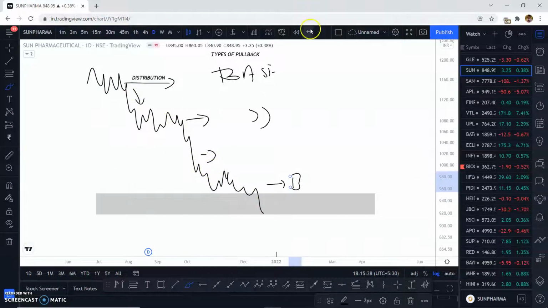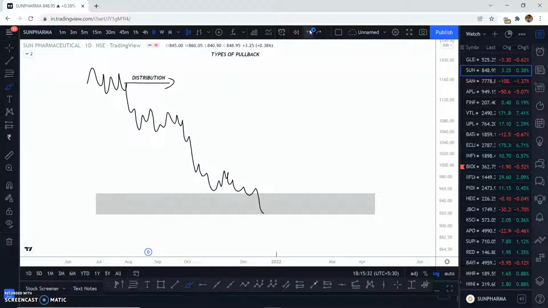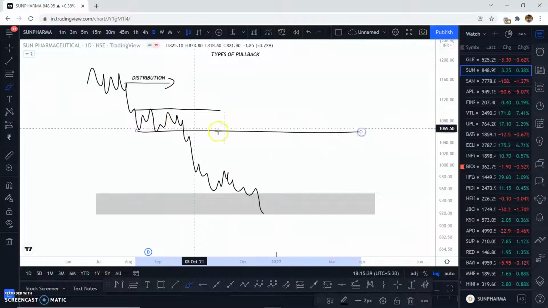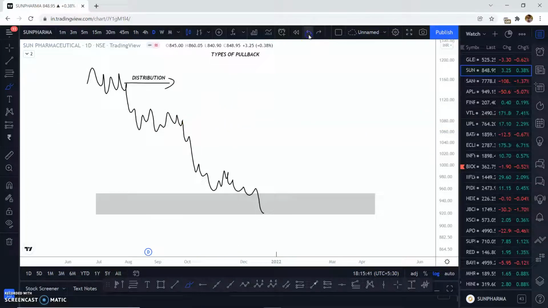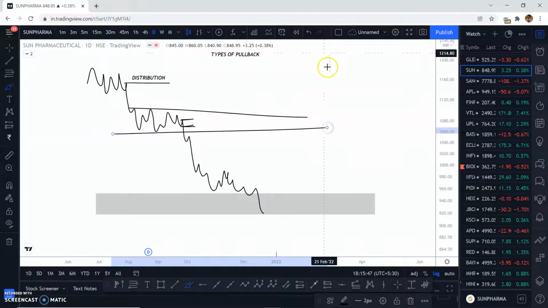If you all remember the demand and supply video which I have uploaded, I'll drop a link below here. So you'll understand that these are your supply zones. It doesn't matter if it's a small base here. Even this is a base on a bigger time frame.